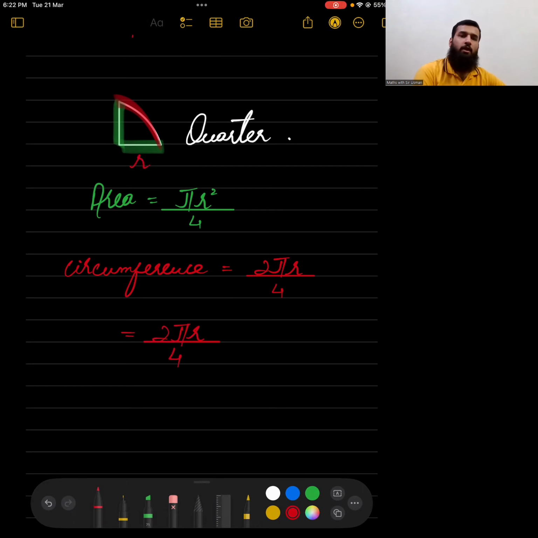Now this one is radius and this one is radius as well. So we'll add up both the radii to make up the entire perimeter for this quarter. I'll give you an idea through the shape and you would have a better understanding of the perimeter then.